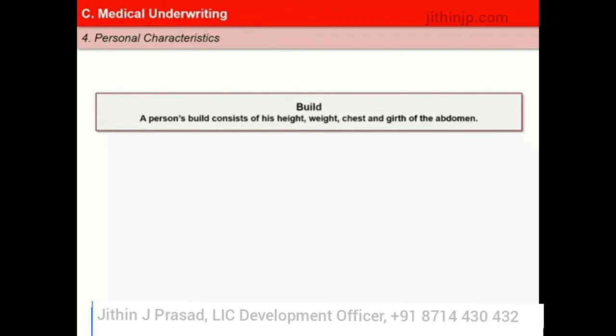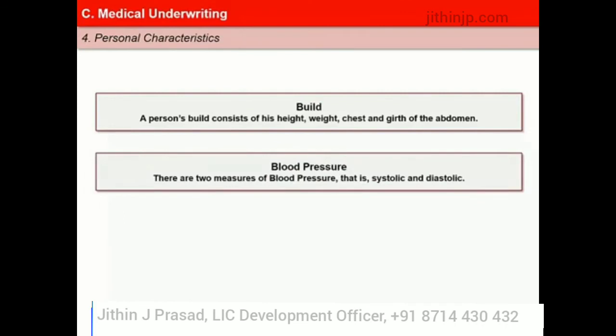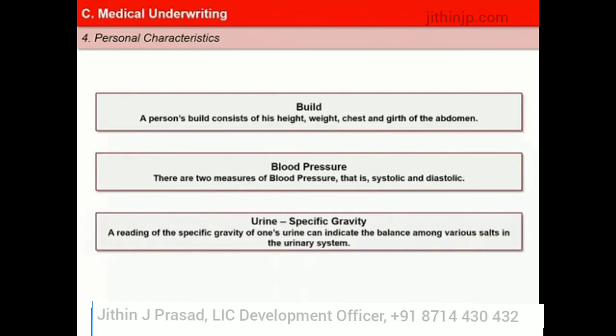Second is blood pressure. There are two measures of blood pressure, that is systolic and diastolic. And third is urine-specific gravity. A reading of the specific gravity of one's urine can indicate the balance among various salts in the urinary system that is useful in diagnosing any malfunctioning of the system.